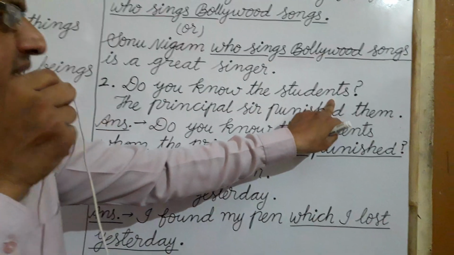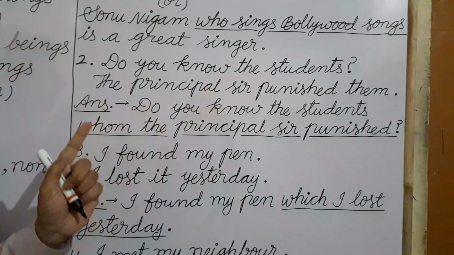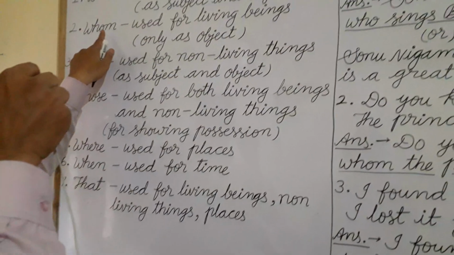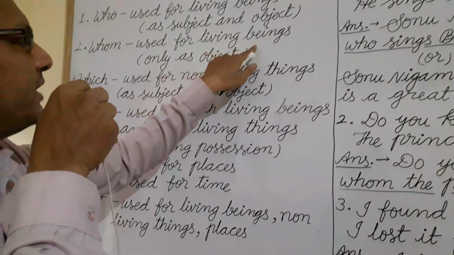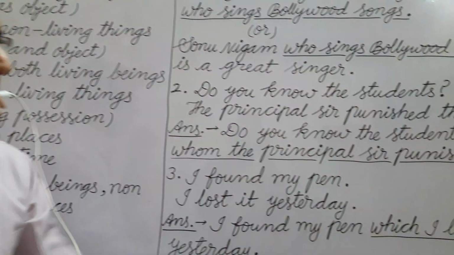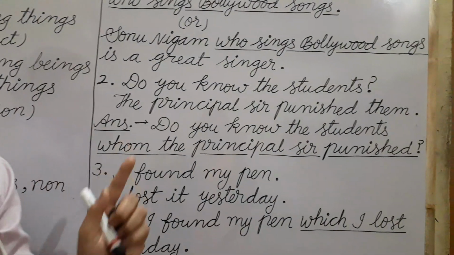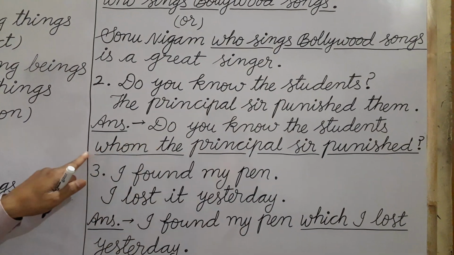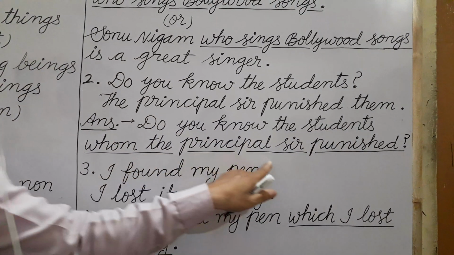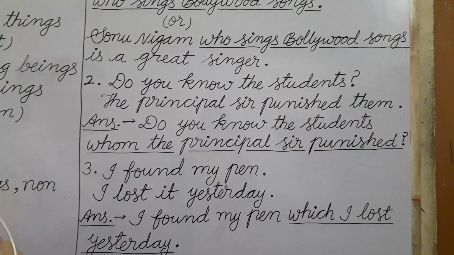So students is the object of the sentence, and we have already seen that whom is the word which is used for living beings but only as object. So here in this sentence we will use whom. So the answer will be, do you know the students whom the principal sir punished?